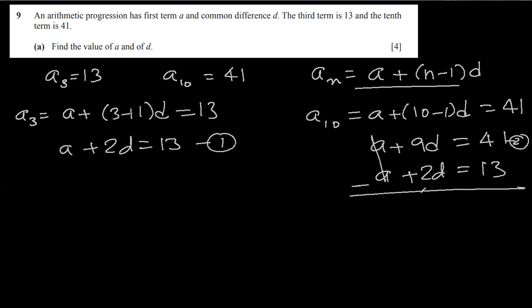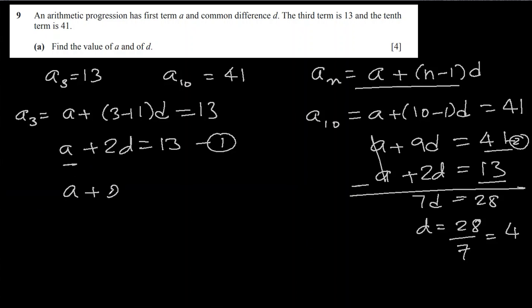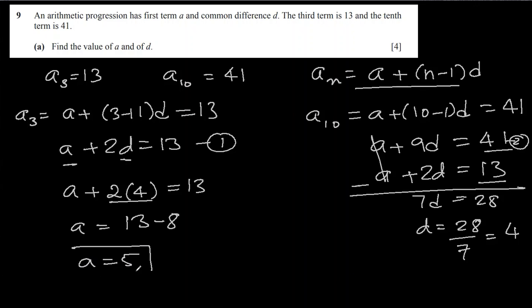A cancels out. 9 minus 2 is 7D equal to 41 minus 13, 28. So D is 28 divided by 7. It's 4. Now we have to find A. Let's use this equation to find A. So A plus 2 times D, D is 4 now, we have found it, equal to 13. A is 13 minus 8. This 2 times 4, 8 goes to the right side, becomes negative. A is 5. D is 4.